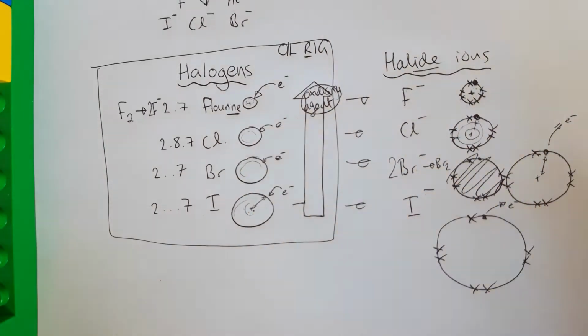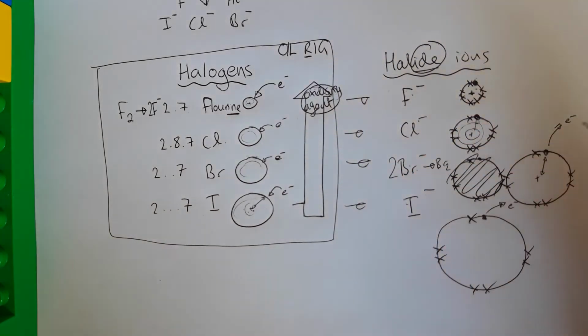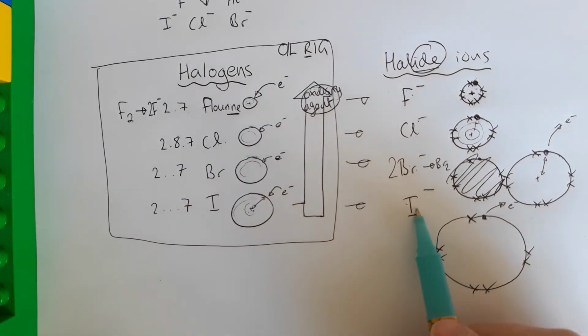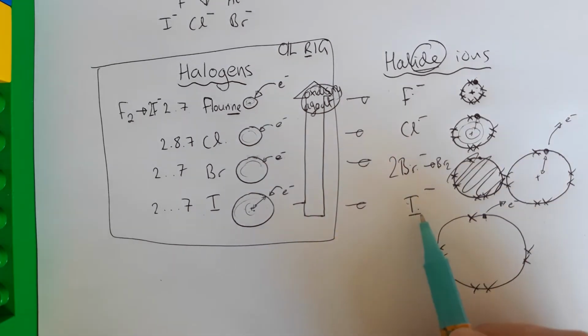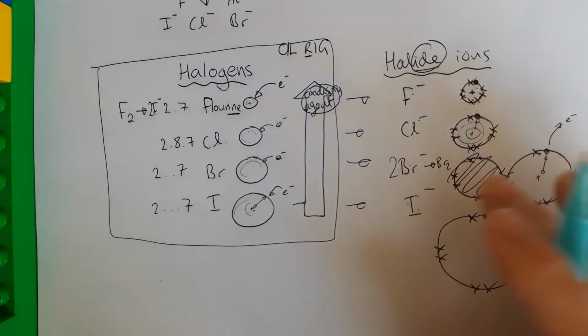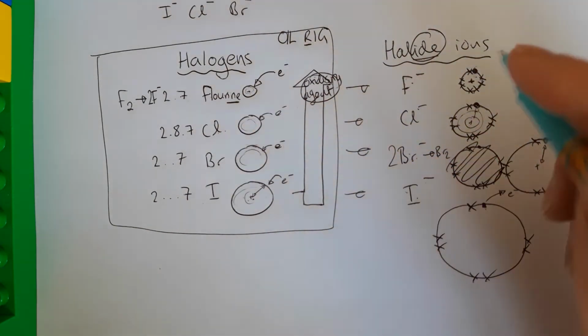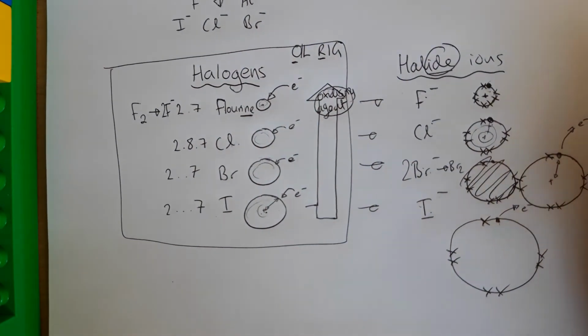So what we're saying here is, if you've got the halide ions, these 4 ions here, iodide ions are actually really, really good at giving electrons to other things. The iodide ions are excellent at losing this extra electron. Iodide ions are excellent at losing electrons. If you lose an electron, you are oxidized. And if you get oxidized, you are a reducing agent.